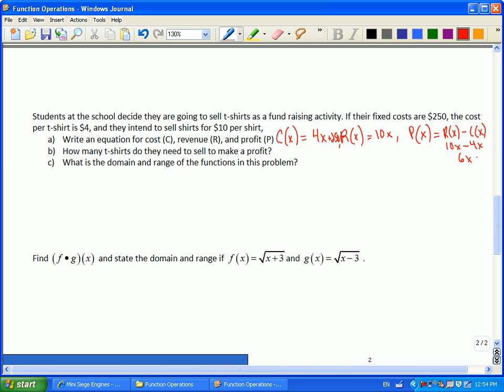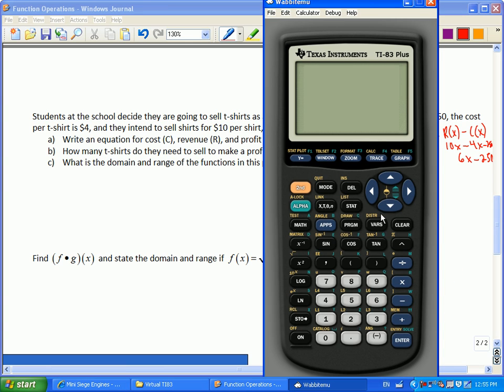Which means here, the profit is going to be 6x minus 250, because that's our fixed cost at the beginning. And I think at this point we'll turn to a graphing calculator to give us some help. Okay, and I will look at that profit function.